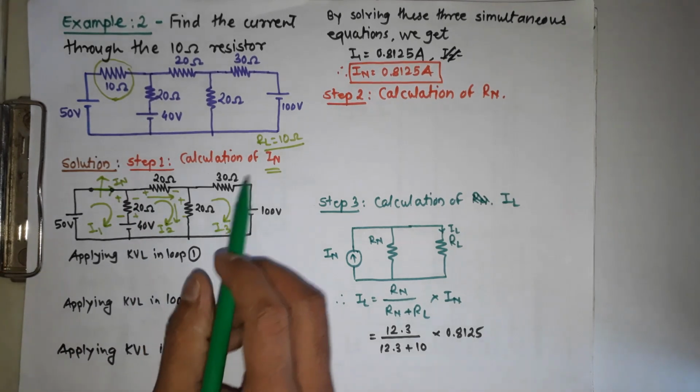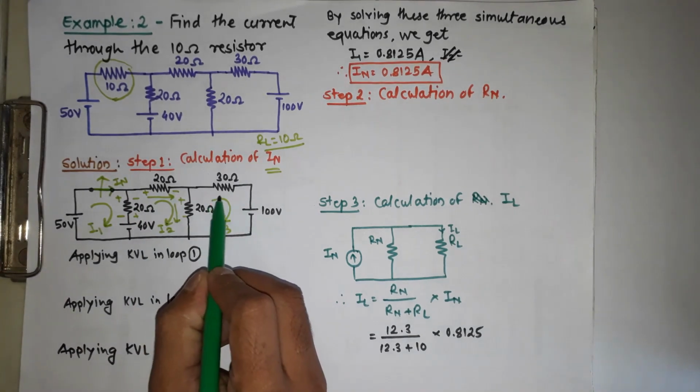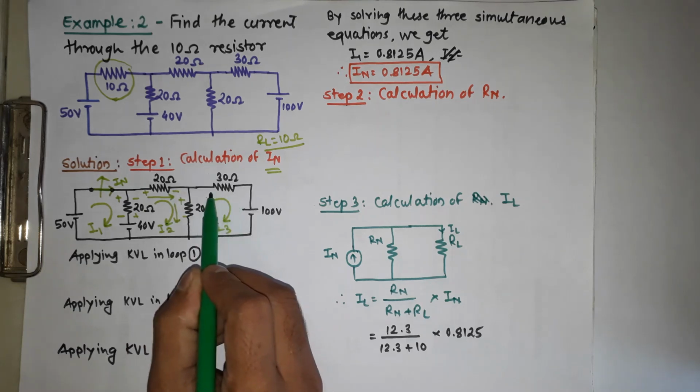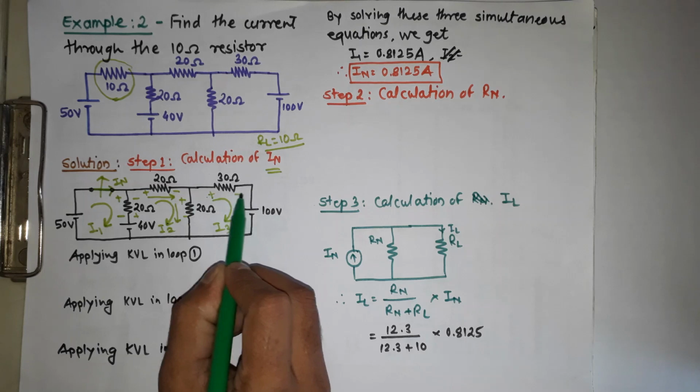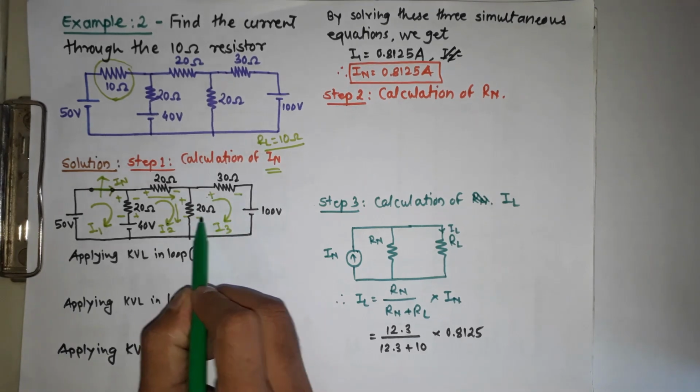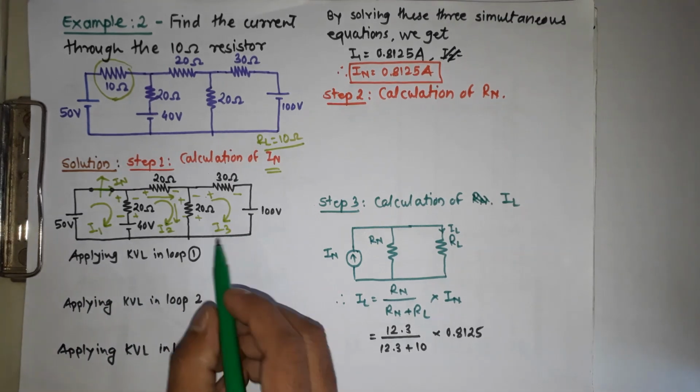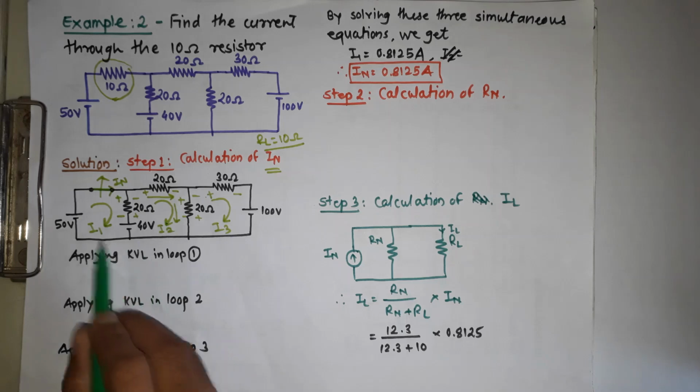Again in the third loop, for this 30 ohm the current flows in clockwise direction from this terminal to this terminal, so starting is plus, end is minus. Then for this 20 ohm it is plus minus. Then the next step is applying the KVL in different loops. Firstly we are applying the KVL in loop 1.